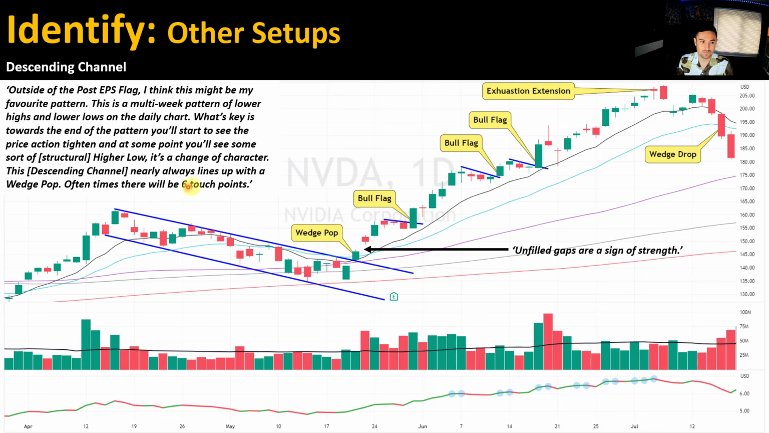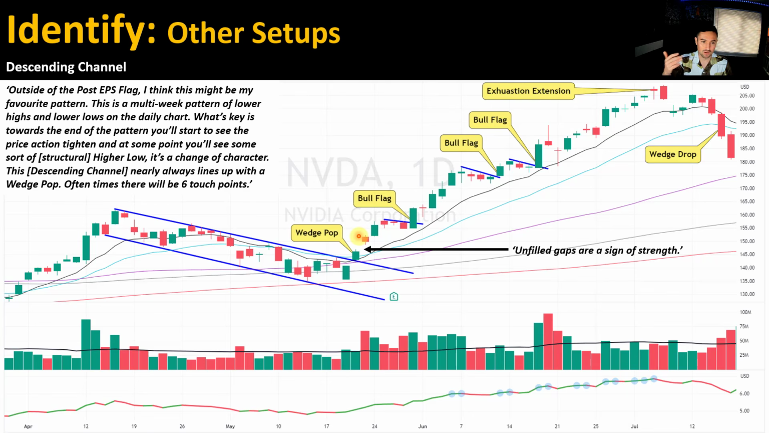So the higher low, it's a change of character. This descending channel nearly always lines up with a wedge pop. Oftentimes there'll be 6 touch points. So 1, 2, 3, 4, 5, 6. So oftentimes you will see 6 touch points with a descending channel, basically 3 on the top, 3 on the bottom as well, and then the wedge pop.